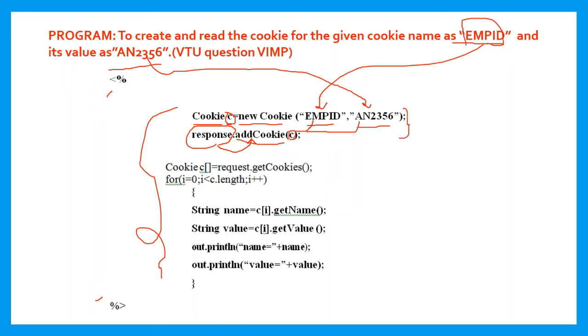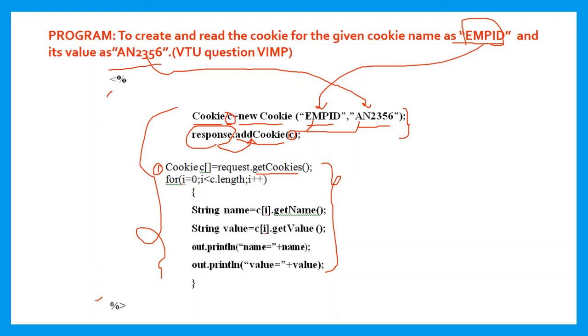Now I want to read the cookie information from the browser. To read the cookie information from the browser, this is the part of the code. The first step, I want to retrieve the information from the browser. In order to retrieve the information from the browser, we will make use of a method called getCookies. The getCookies is a method which is going to retrieve information from the browser.